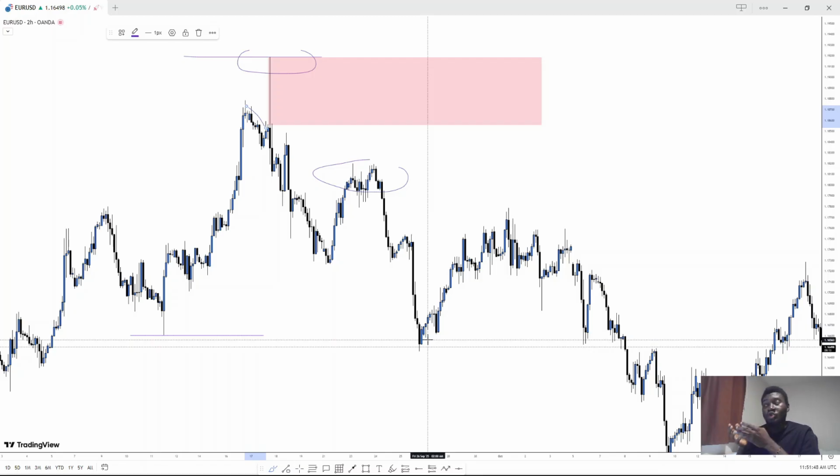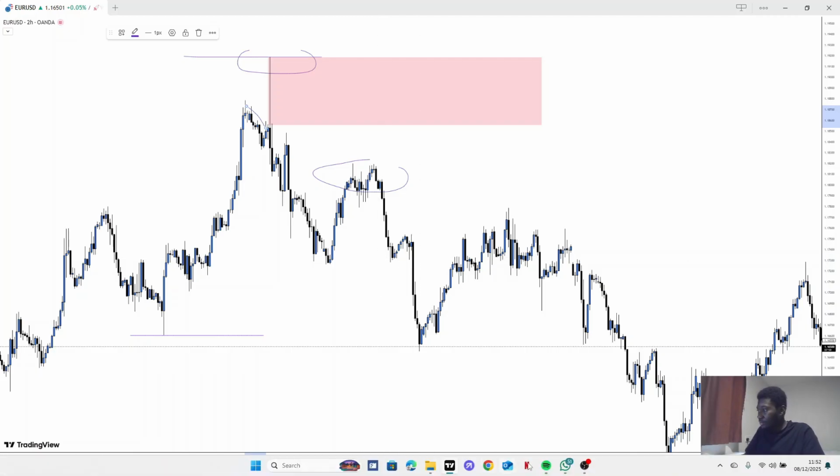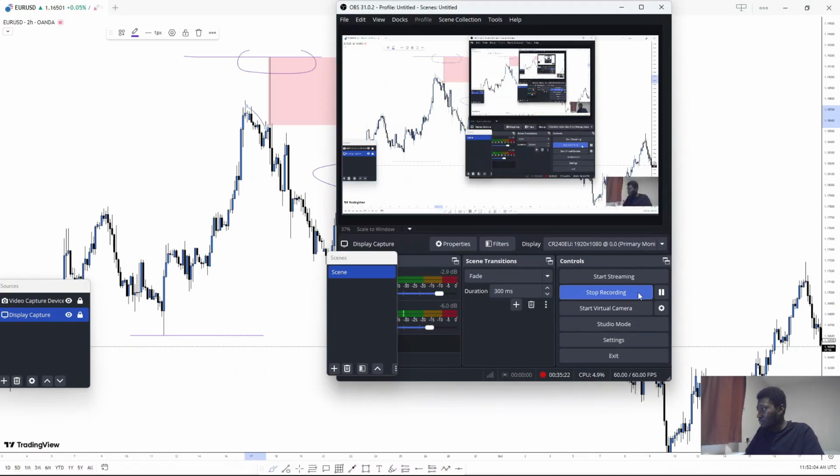Now, how do you draw your POI, or what are the requirements needed to draw your POI? One, it should have an imbalance or an impulsive move. So you have your impulsive move. It should have an imbalance. So the last saturated point should have an imbalance.